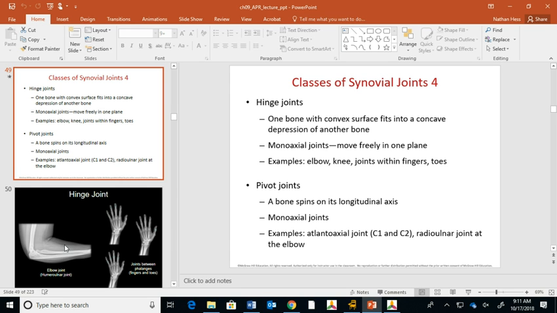Last but not least, we have our pivot joints. And this is where a bone is spinning on its long axis. Oh, you guys are just right on it today. Well done. Thank you.